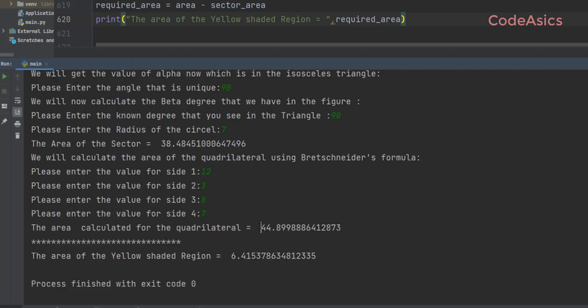So the quadrilateral area is this, and the area of the shaded region is this, 6.4153, and so on and so forth. This is exactly the solution that I have produced. So this is a lovely program written in Python. Students, I hope you have enjoyed this. Until we meet again next time, thank you.